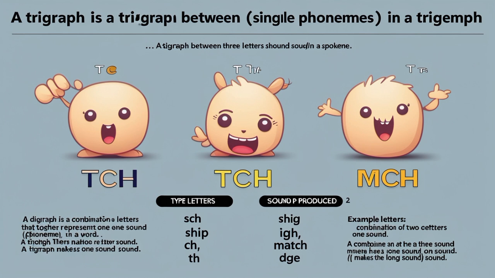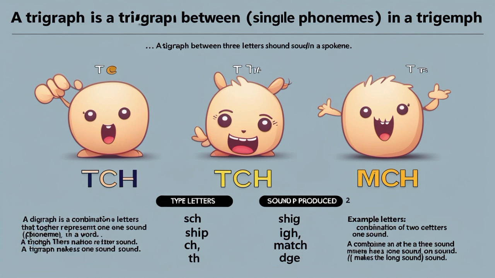B. dge, the j sound. The trigraph dge makes the j sound. Examples, bridge, edge, badge, fudge, hedge. Just like tch, we often use dge after a short vowel sound. For example, badge has a short a sound, so we use dge.